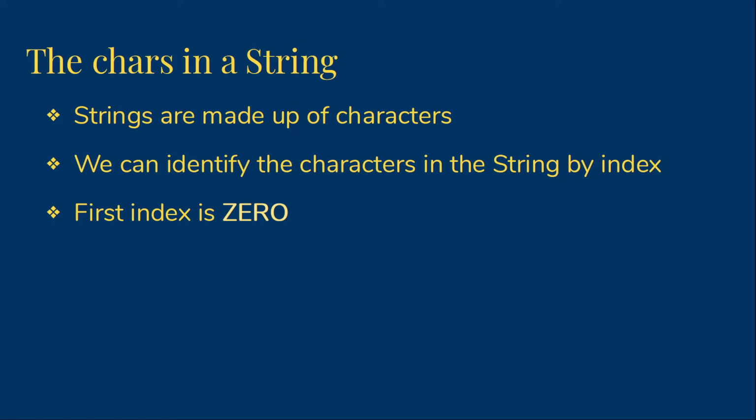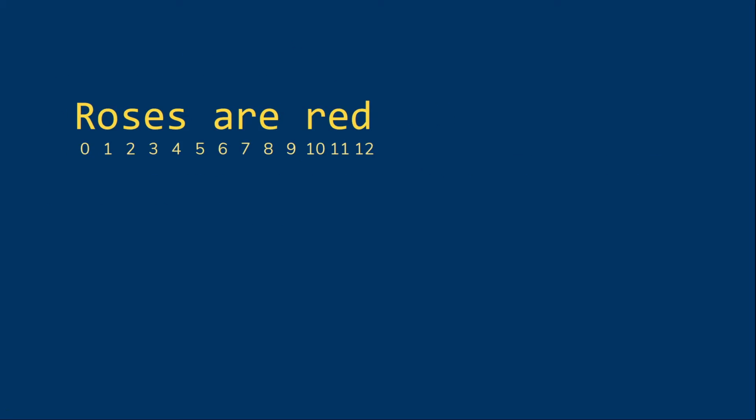Before we take a look at what we can do with strings, we do want to understand that strings are made up of characters. We can identify the individual characters by index. Notice that the indices begin at 0. So here's an example with roses are red. It has 13 characters.